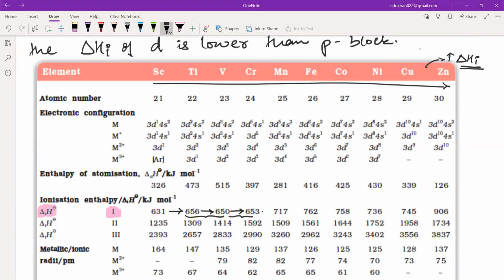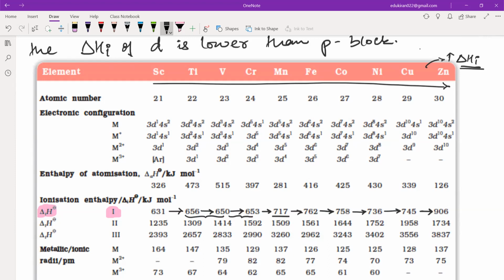But when I go from chromium to manganese, increase or decrease? Increases. Then there is a decrease, again a decrease, then a little bit increases, and then it increases.